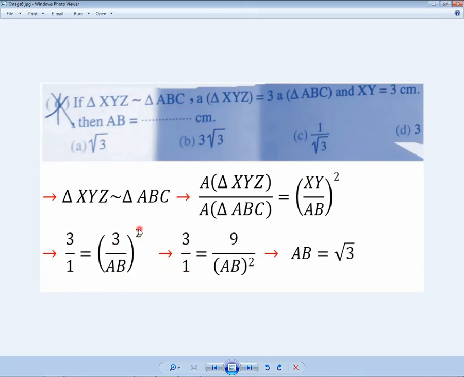Making power 2 for each of 3 and AB, it will be 9 up and AB squared down. Making cross multiplication, you will get AB squared equals 9 divided by 3, which is 3. Okay, taking the square root, AB equals square root of 3. The answer will be number A.